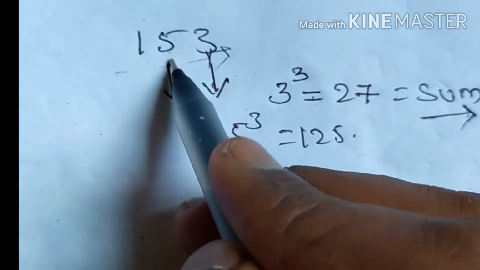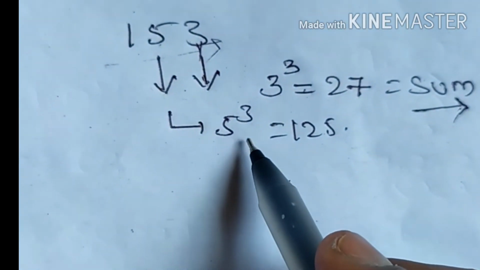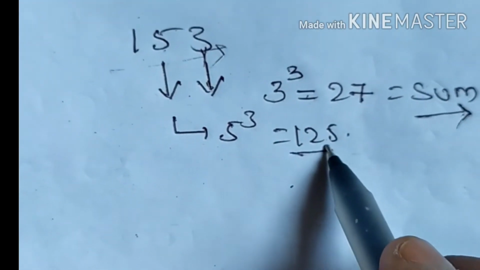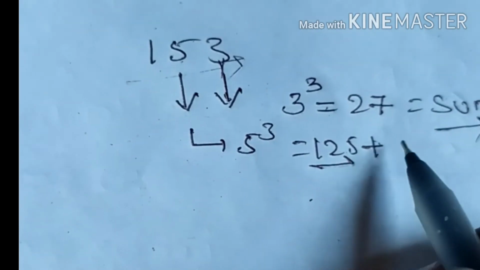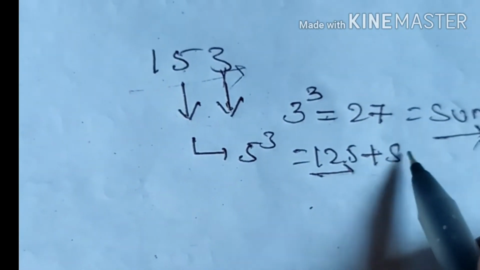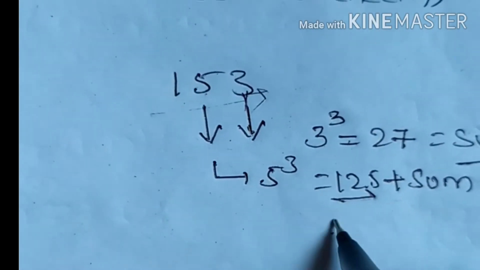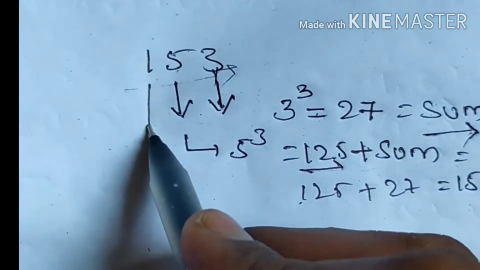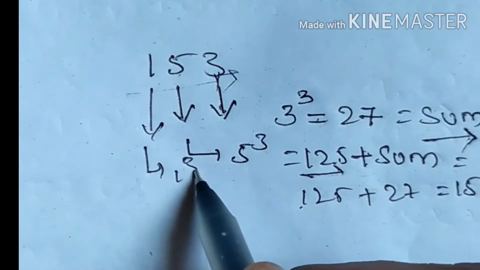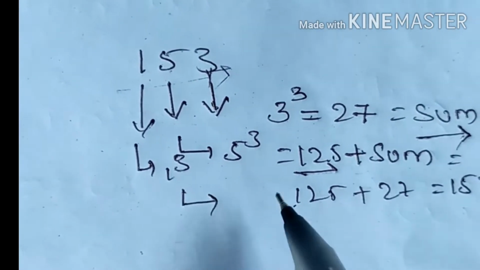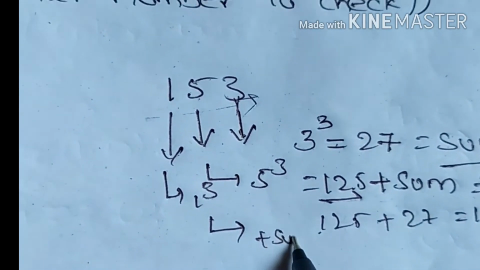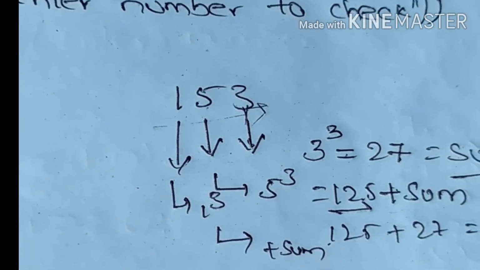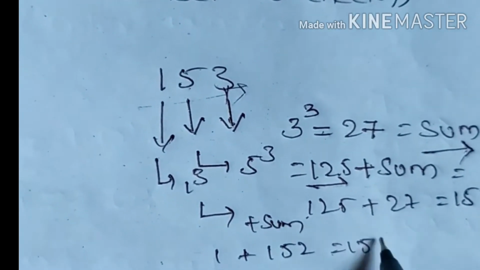Next we will get 5 and we will do cube of that number and we will get 125 and we will add this 125 to previous sum. That means 125 plus 27, which will get 152. Next we will get 1 and we will do cube for that 1 and we will add that to previous sum, which will give you 1 plus 152, that is 153.